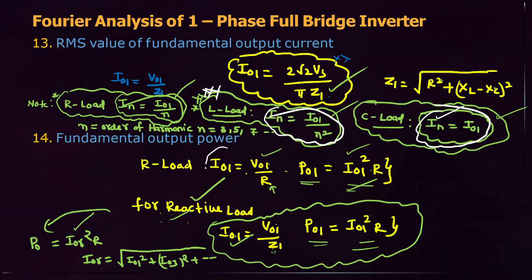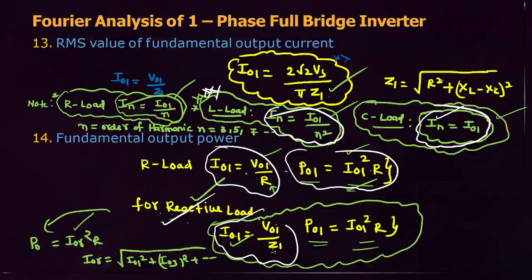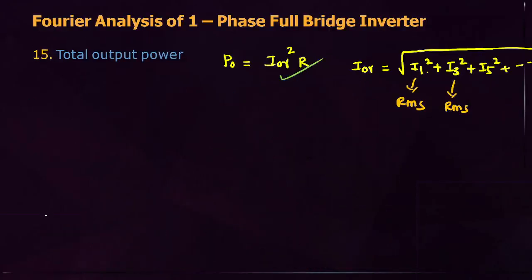Then for R load, I01 equals V01 by R, P01 equals I01 square into R. If it is a reactive load, don't take V01 by R, you take V01 by Z1. Then P01 equals I01 square into R. Like this you have to calculate. For the RMS current, take the square root of I01 square plus I03 square plus I05 square, the harmonic squares, if you know them. Then finally the output power equals I0 RMS square into R.